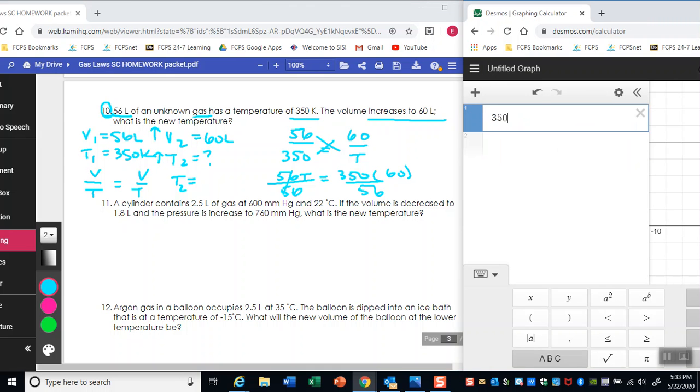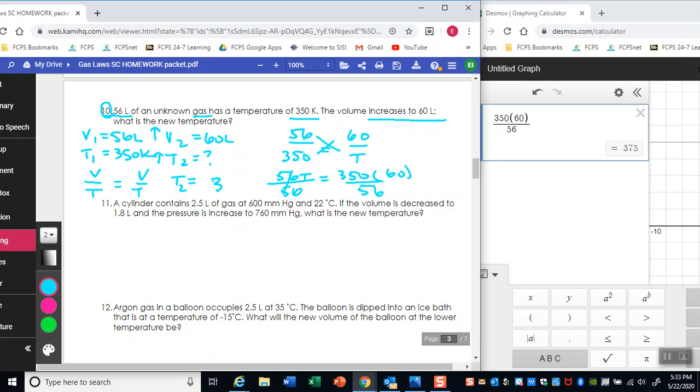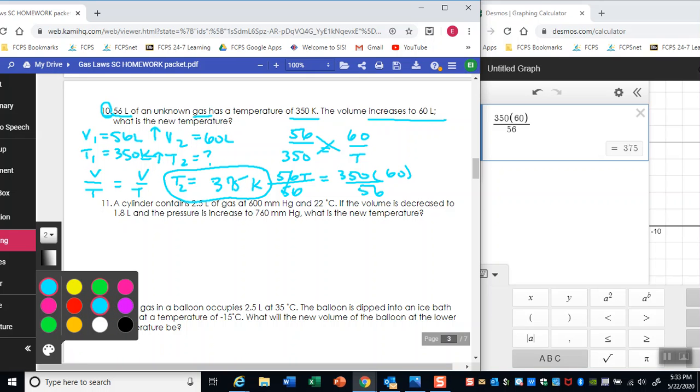350 times 60 divided by 56. So 375. My new temperature is going to be 375, and this was in Kelvin, so that would be kelvins. All right, okay, so let's do the next one.